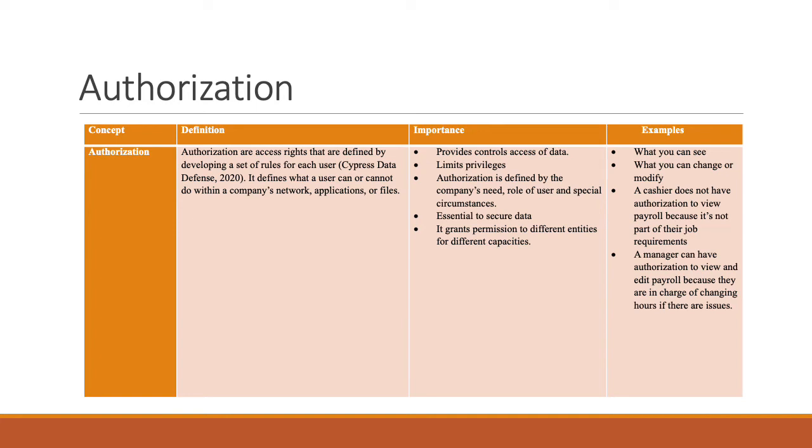Examples of a particular authorization could be what the user sees and what they can change or modify. A specific example would be a cashier does not have authorization to view payroll because it's not part of their job requirements. Also, a manager can have authorization to view and edit payroll because they're in charge of hours and it's part of their job description. So it's about identifying the role and the need of the user and restricting that particular authorization.